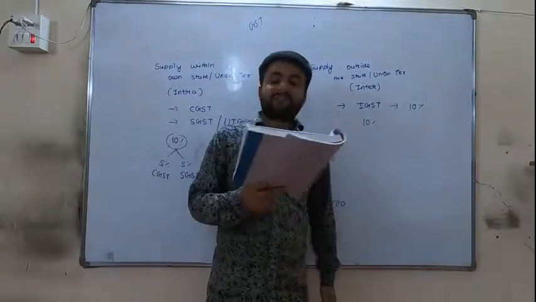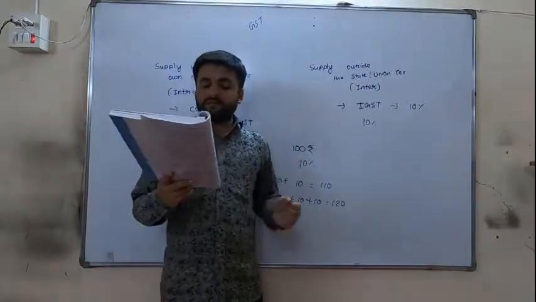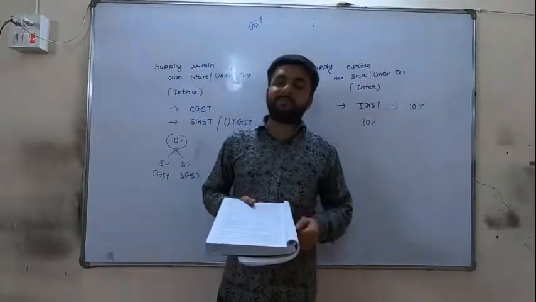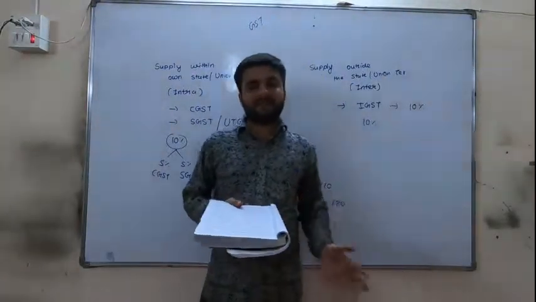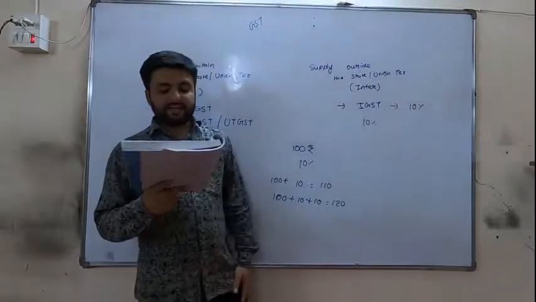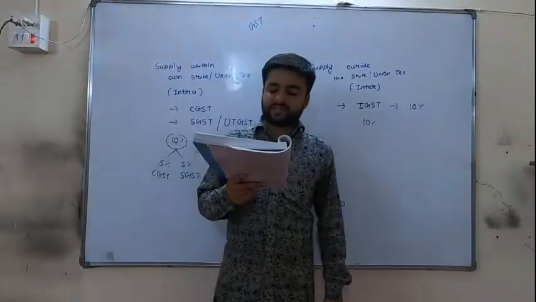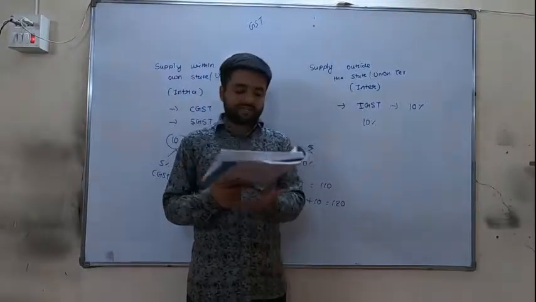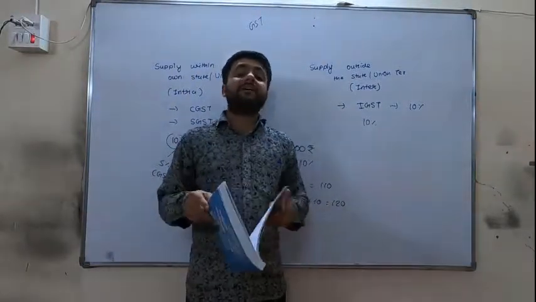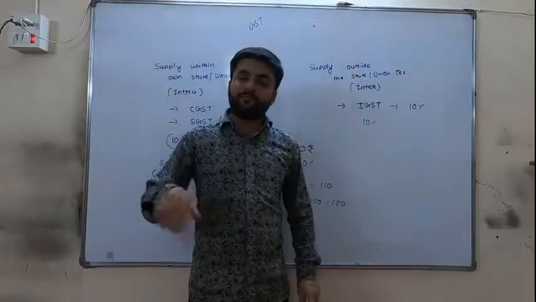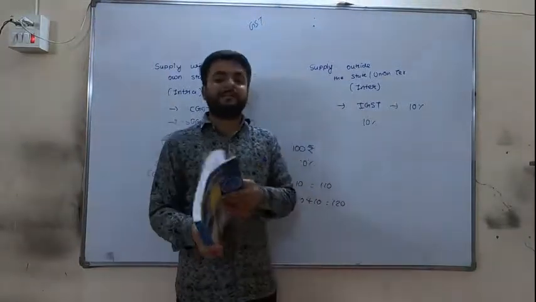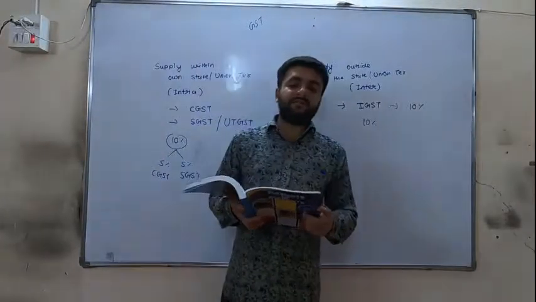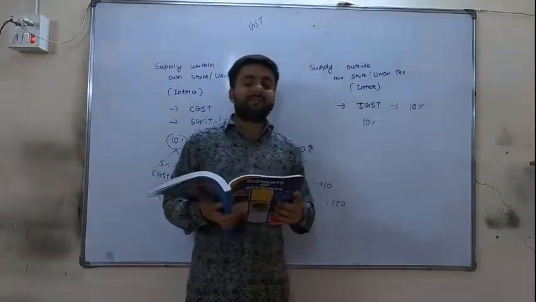Input central GST means CGST. Input state GST means SGST. Input union territory GST means UTGST. Names are given that can be expected in the exam. Input integrated GST means IGST. Output central GST means CGST. Output state GST means SGST. Again, why are they differentiating input and output? Input means you are producing, output means you are selling. Output union territory GST means UTGST. Output integrated GST means IGST.